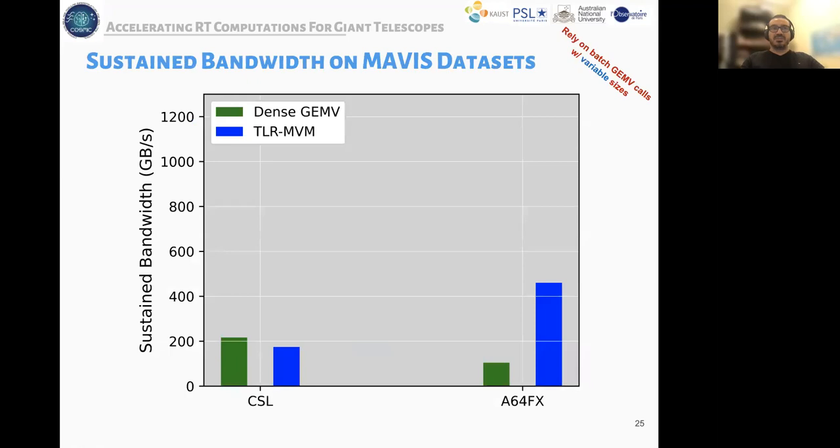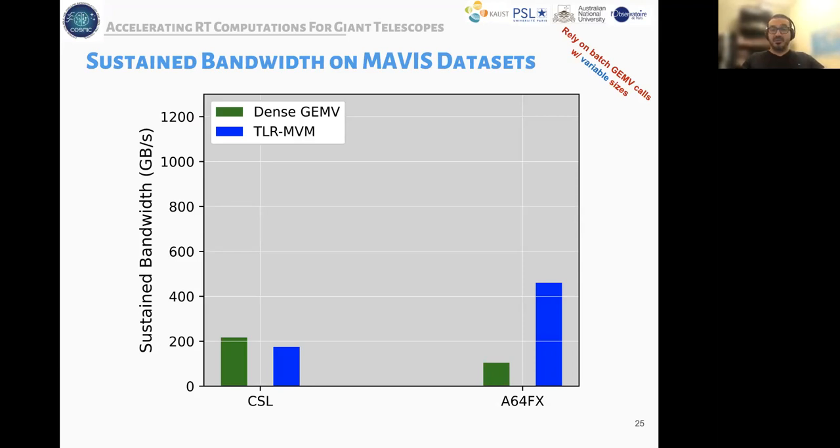All right, so this was done on a synthetic data set. Now we're running on MAVIS data sets. This implies that the ranks will be different, right? When we do compression on each of those tiles, we may end up having different ranks. With the synthetic data set, we had constant ranks.